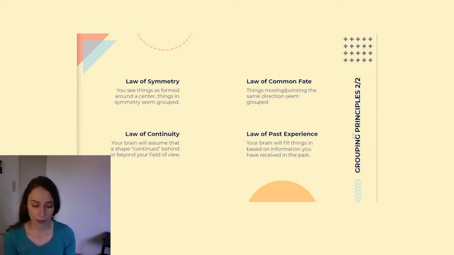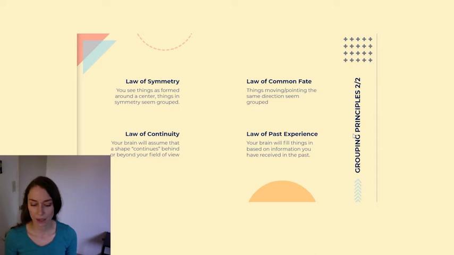Next, we've got the law of continuity. The idea here is that if a shape goes behind another shape, you'll see that shape as the same. So for example, if you were to create a ball that moves behind a square and goes inside of there and comes back out, your brain will see that as the same object.